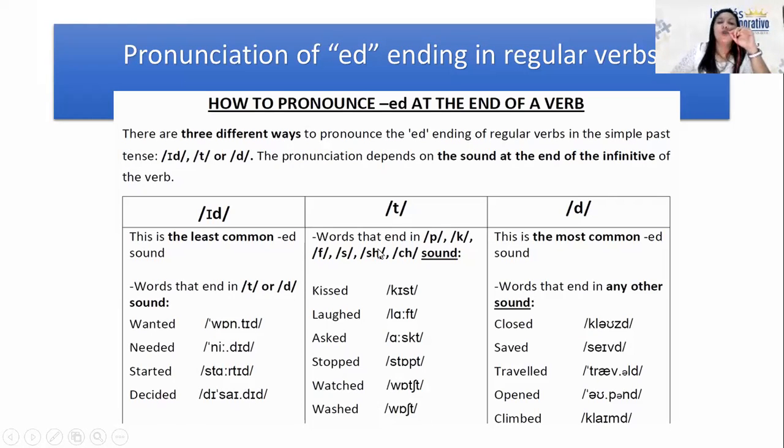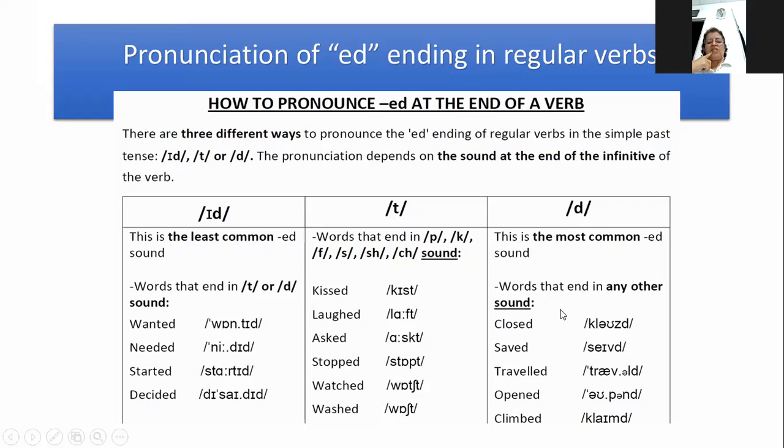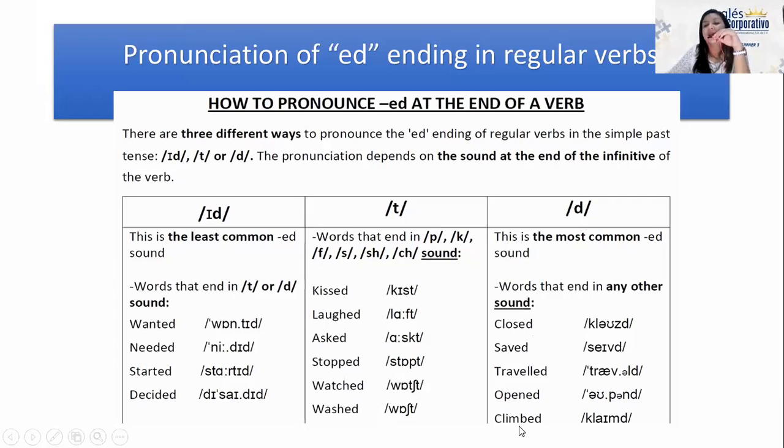Now, words that end in an unvoiced sound, the pronunciation is t, for example, kiss, kissed. Laugh, laughed. Ask, asked. Stop, stopped. Watch, watched. Wash, washed. And now, the most common ed sound is d, for words that end in any other sound. For example, close, closed. Save, saved. Trouble, troubled. Open, opened. Climb, climbed.